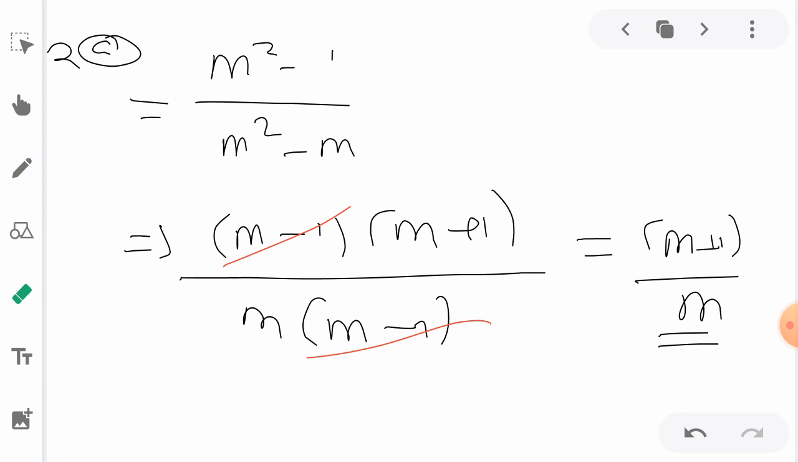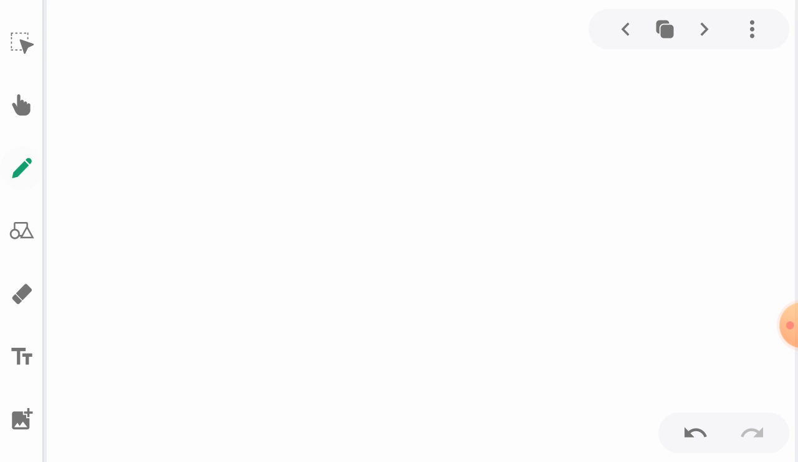Then part B. Question 2b says the first three terms of a geometric progression are 6 plus n, 10 plus n, and 15 plus n. The question says find the value of n. Now this is B1. How do you find the value of n?